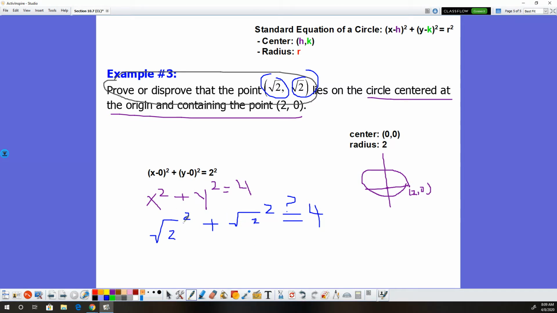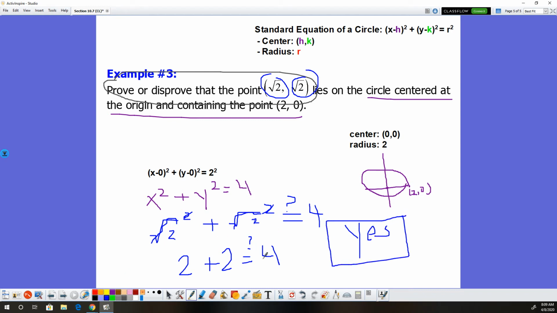Okay? So square root of 2 squared, guys, is just 2. Remember, the square and the square root are inverses, so they kind of get rid of each other. Plus square root of 2 squared, once again, the squared and the square root get rid of each other, so we're just left with 2. Does that equal 4? Yes, it does. So yes, this point does lie on the circle. And when we say prove or disprove, we just proved it algebraically. We don't need to prove it by writing a proof. I'm sure that makes you feel a little bit better.